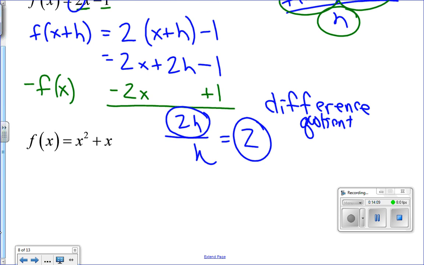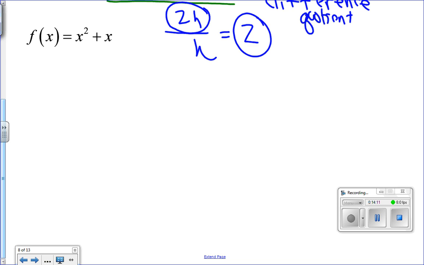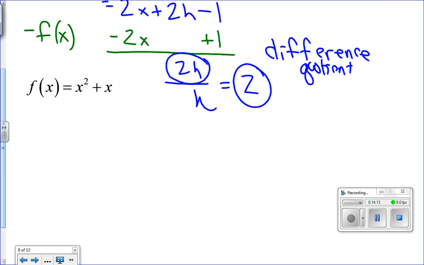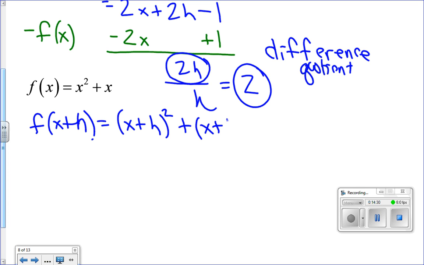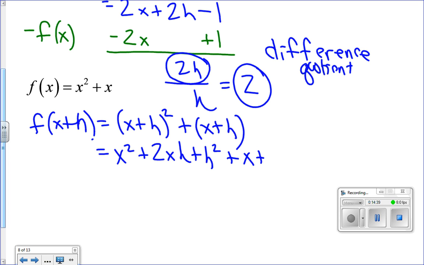The second example here, it looks like a quadratic. So it's a polynomial, so let's keep that same organization. The first thing I'll do is I'll find f of x plus h. Let's see, we're going to square x plus h squared plus x plus h. We can square this by foiling it out. We'll get x squared plus 2xh plus h squared plus x plus h.